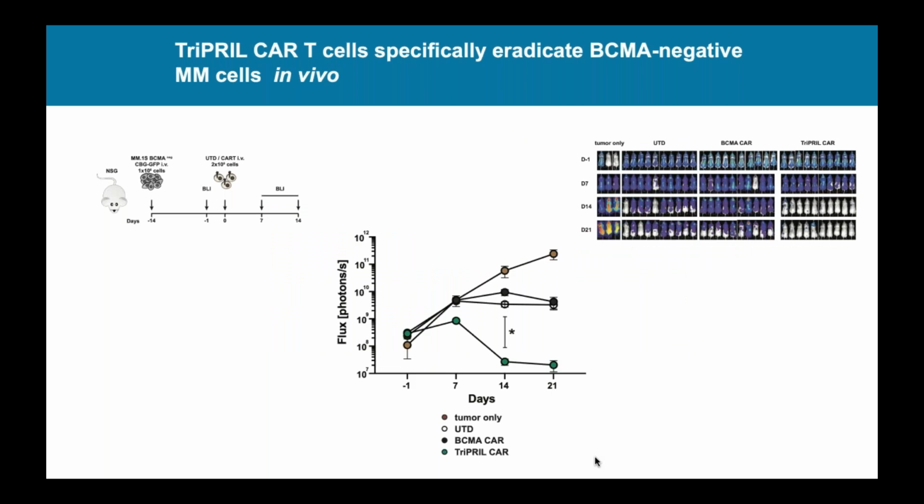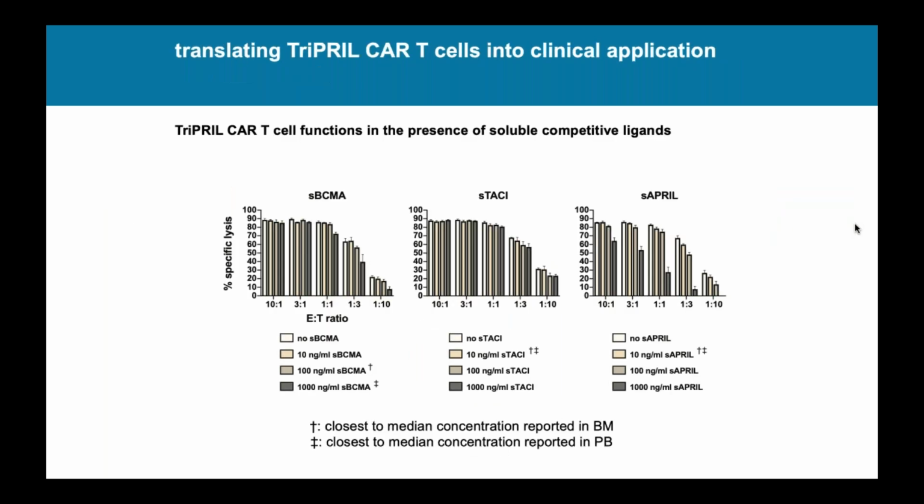And again, when looking at tumor burden and quantifying it, we found that only the TRIPRIL CAR Ts were able to clear tumors by day 14 in this BCMA negative model. And this was consistent with antigen specific response induced through the CAR Ts, while at later time point, we noticed some tumor regression also in the other groups. However, comparing this to the UTD treated group, we consider the small response that we also saw in the BCMA CAR treated group to be rather a non-antigen specific allogeneic rejection.